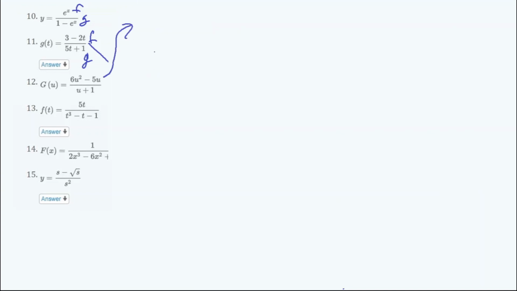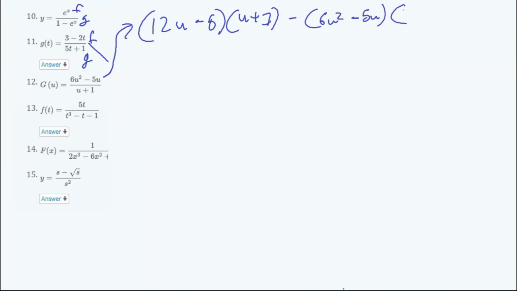Alright, so let's take a look at number 12. Number 12 is going to be 6u squared minus 5u over u plus 1. So I kind of deleted the quotient rule, but by the quotient rule, we're going to have f prime first, which is going to be 12u minus 5, and times g, which is going to be u plus 1, and minus f, which is going to be 6u squared minus 5u, times g prime, which is going to be just 1, and that's going to be over u plus 1 squared.